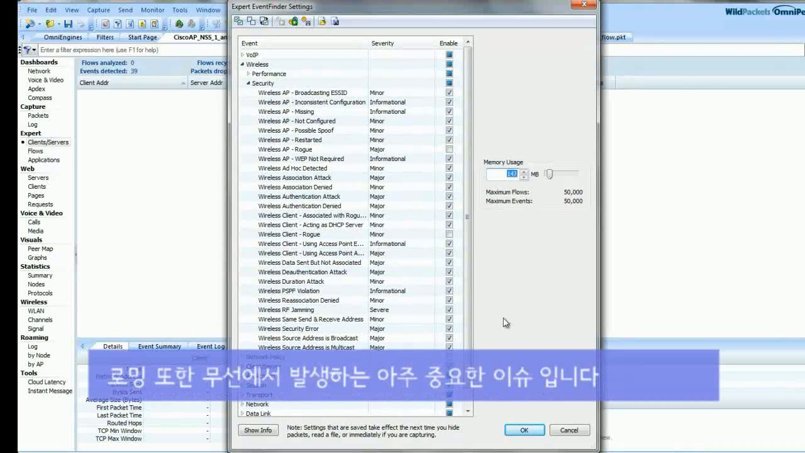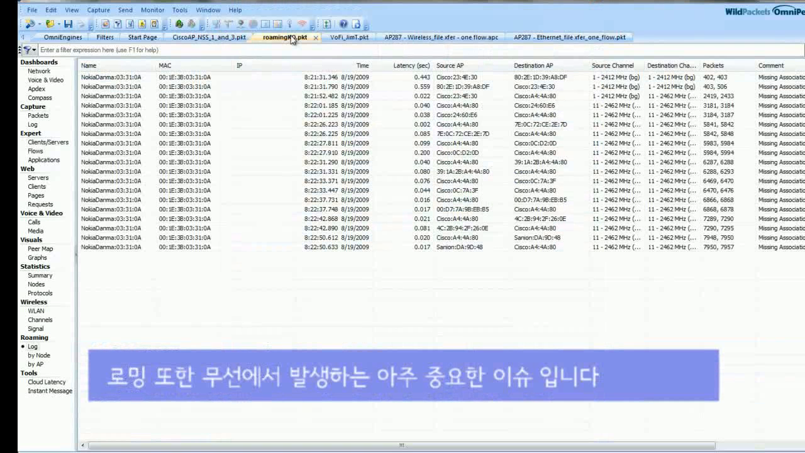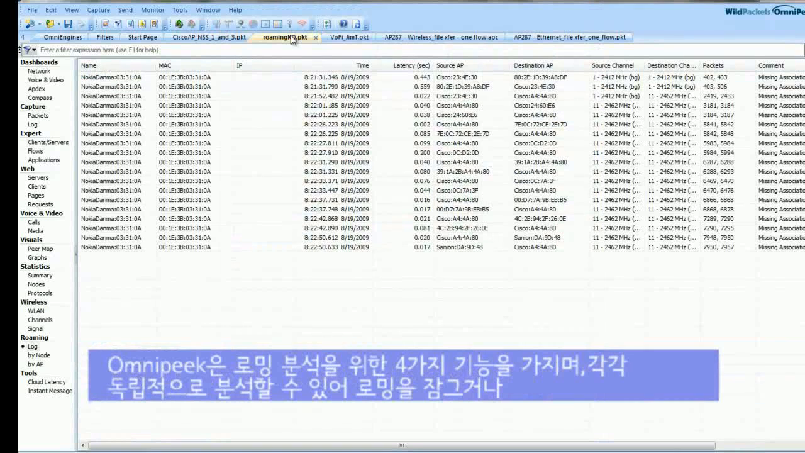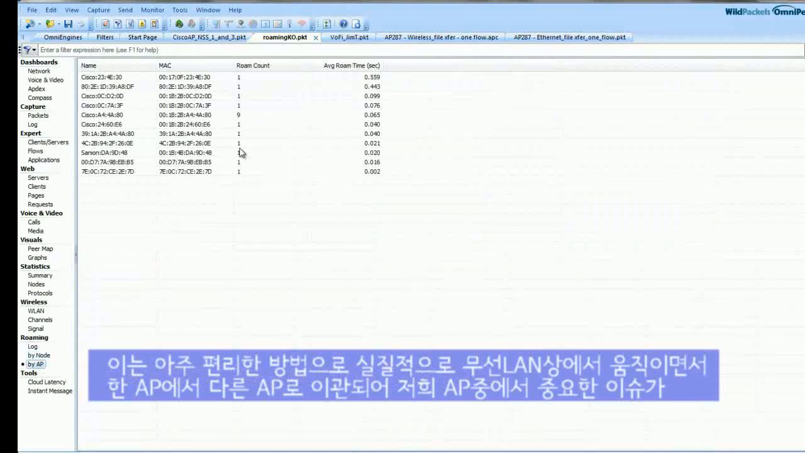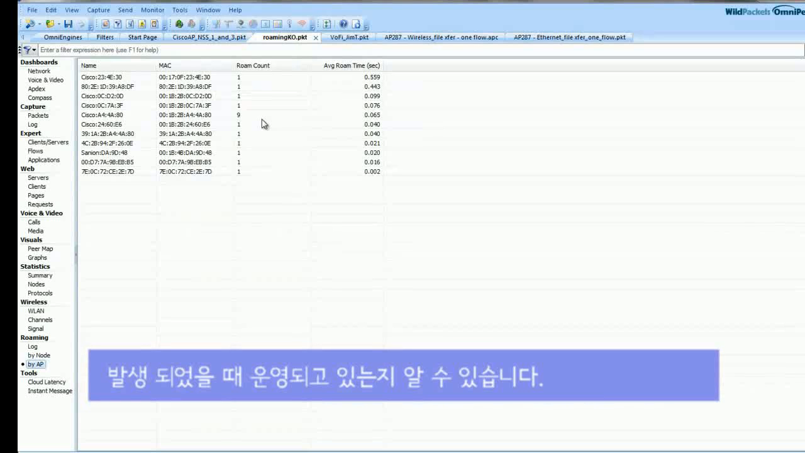Roaming is also a critical issue when it comes to wireless, and OmniPeek provides a full capability for doing roaming analysis. We can analyze our roams individually and log them, or look at them by node or by access point, which is a very convenient way to see how each one of our access points is performing when it comes to doing that critical function of actually handing off a user from one access point to another as they move around the wireless LAN.